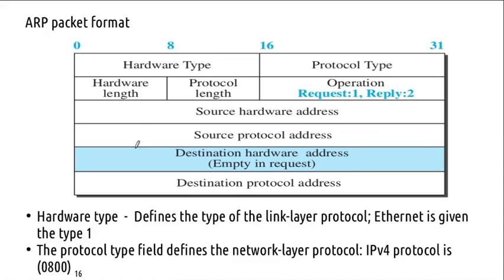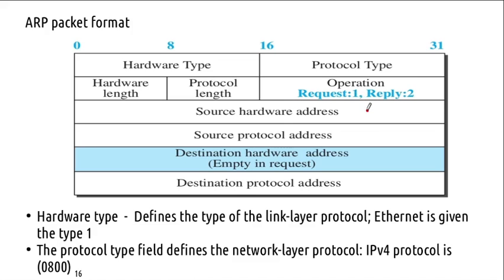We will see an example. So this is the format of ARP, hardware type. It's all self-explanatory. Ethernet is given the type 1, and the protocol type IPv4 is 0800. Then the hardware length and the protocol length have to do with the IP layer. Then the operation field has the value 1 for a request, 2 for a reply. The reply is unicast, the request is broadcast.